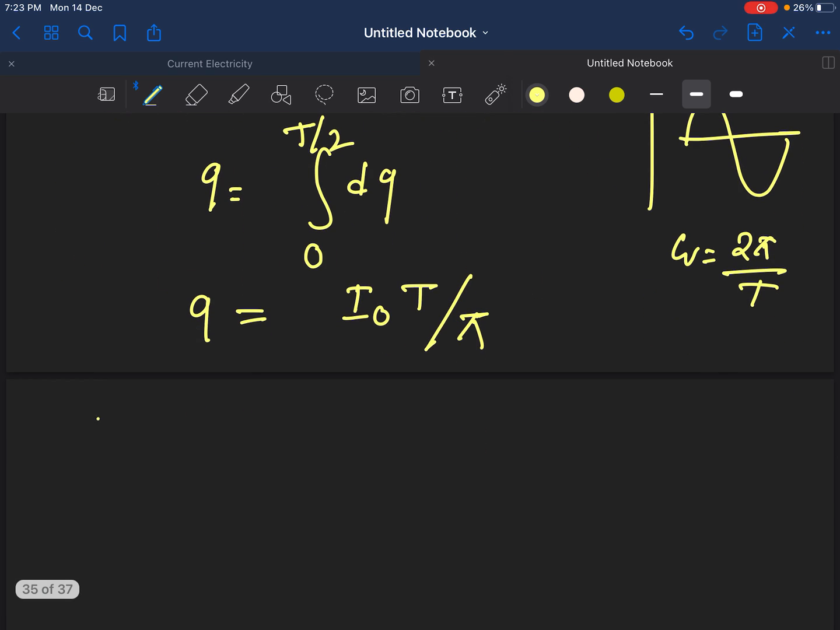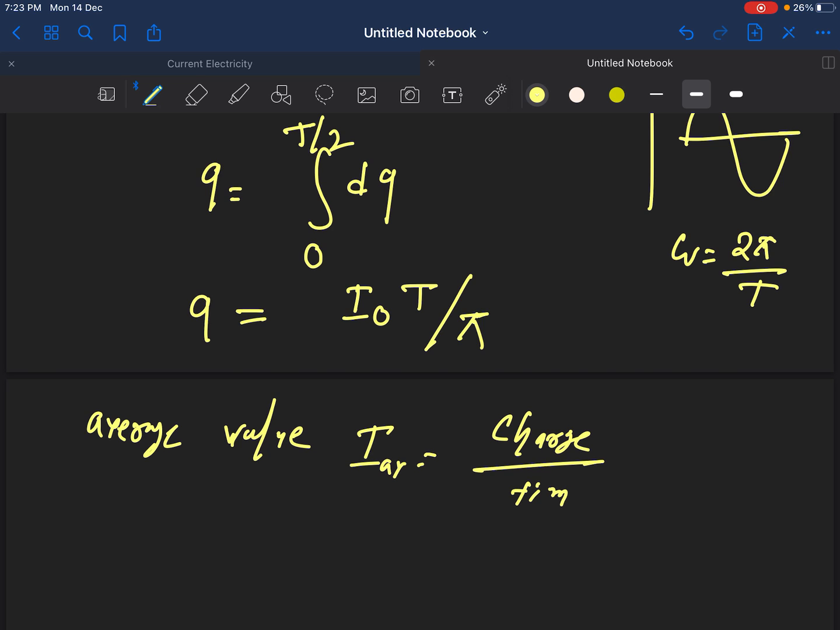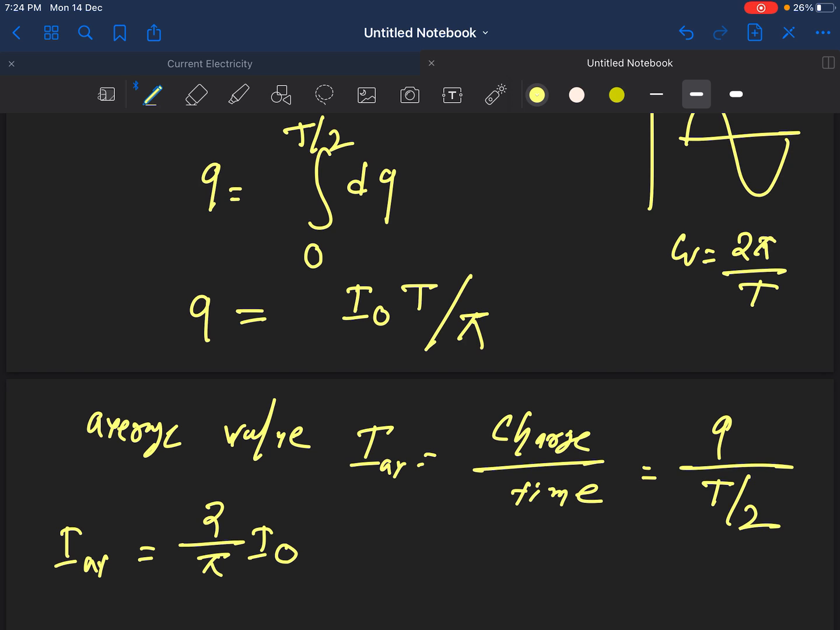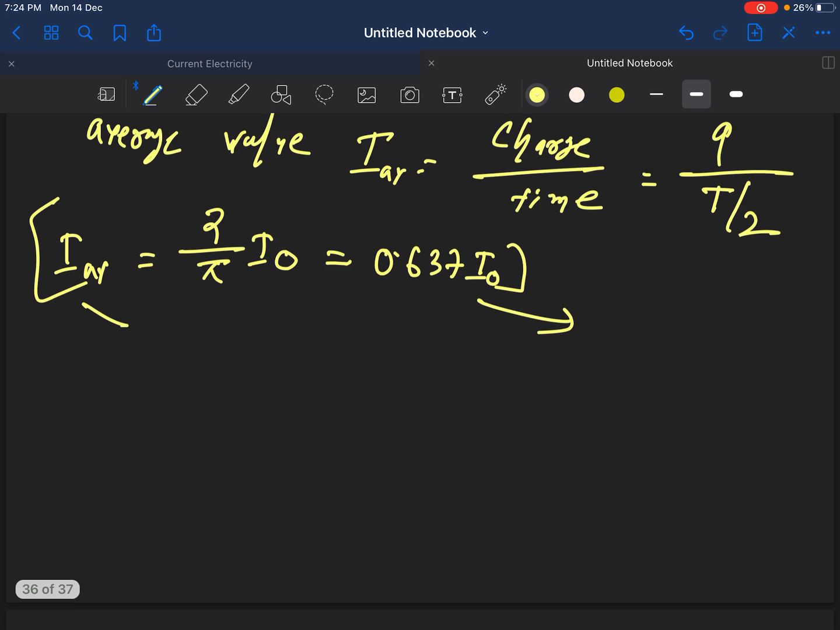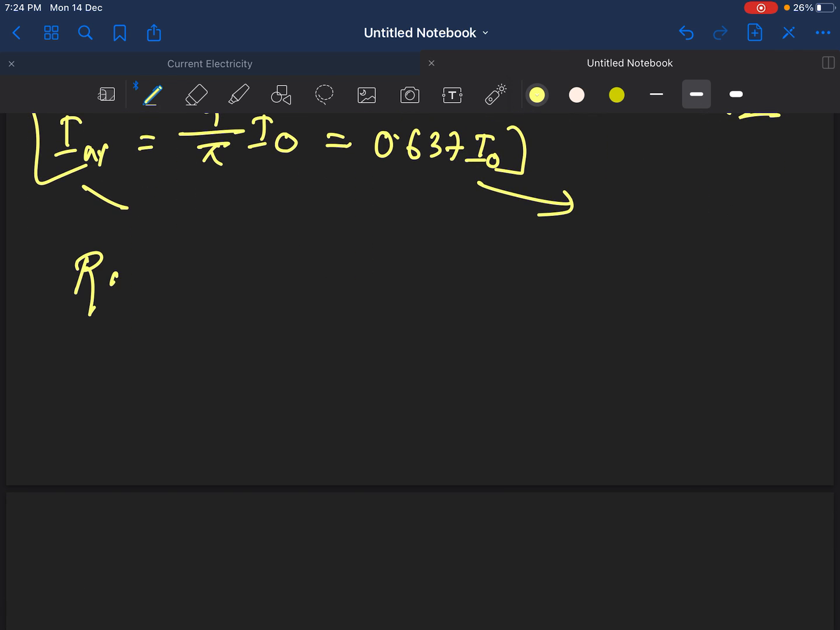Then what is the average value? The average value is written as I average. This is charge divided by time. Now the charge is this q, and the time for half cycle is T by 2. Now put all the values, and you will get this expression: 2 by pi I naught. This is the I average. If you simplify 2 by pi, that will give you 0.637 I naught. So this is the relation between I average and I naught. I naught means peak value and I average means average value for one half cycle, and for one complete cycle it is 0.